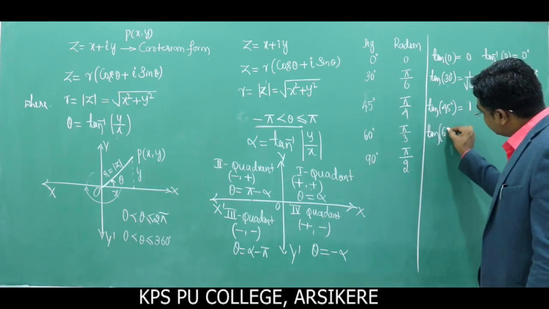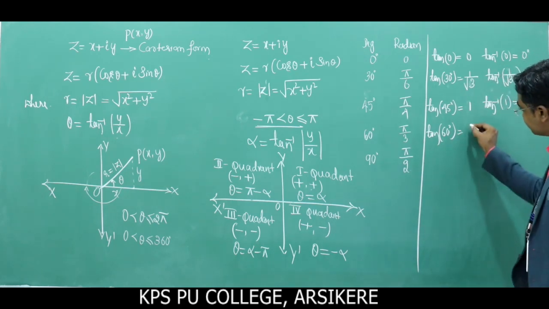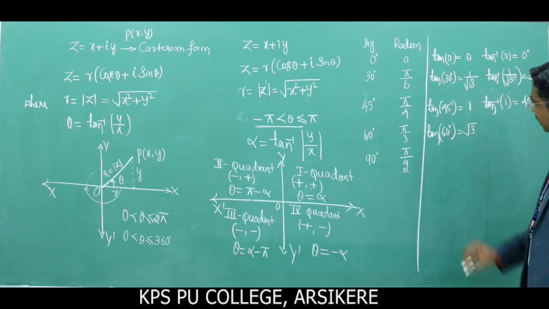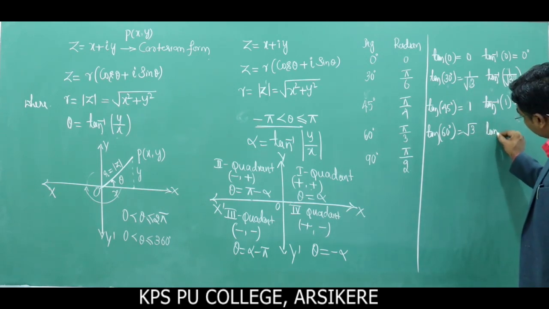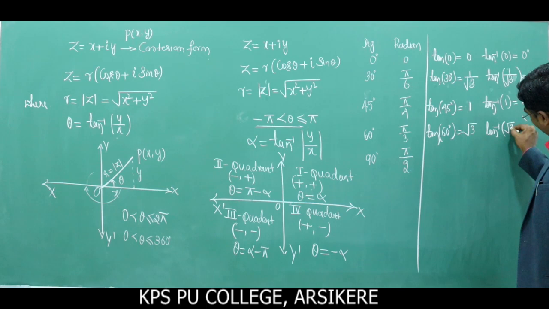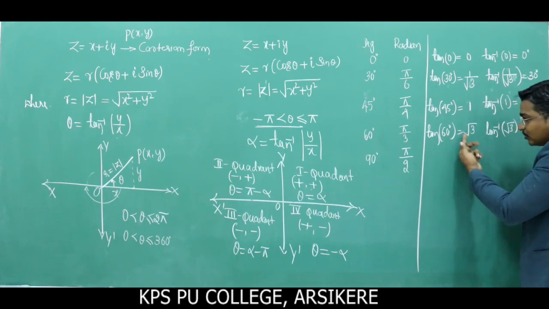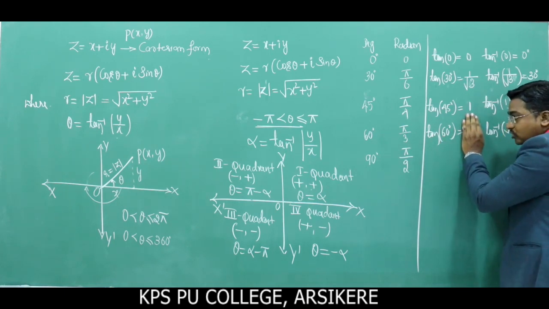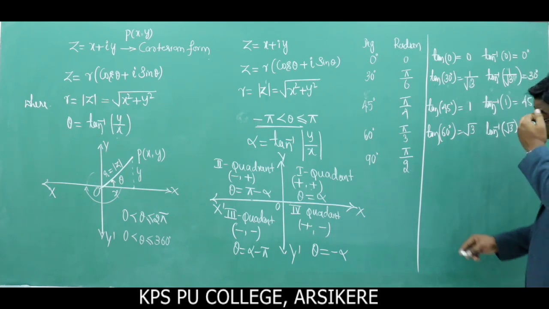Tan of 60 degree. What is the value of tan of 60 degree? Root 3. Very good. Tan of 60 is root 3. Then tan inverse of root 3 is equal to 60 degree. Understood, children? So tan of 60 degree is equal to root 3. Tan inverse of root 3 is equal to what? 60 degree. Understood? Next one, last one.